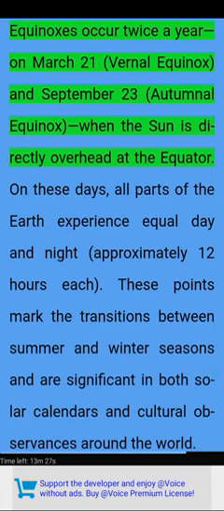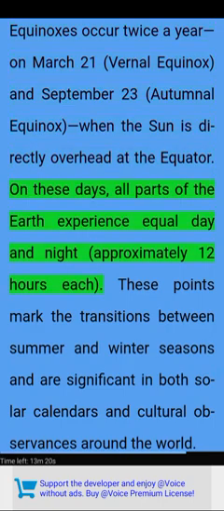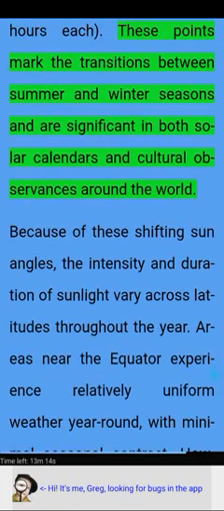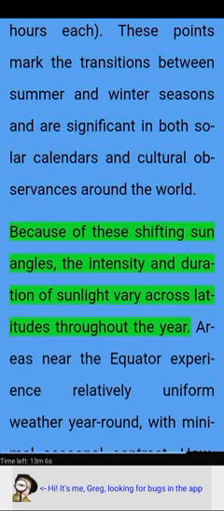Equinoxes occur twice a year, on March 21st, the vernal equinox, and September 23rd, the autumnal equinox, when the sun is directly overhead at the equator. On these days, all parts of the Earth experience equal day and night, approximately 12 hours each. These points mark the transitions between summer and winter seasons and are significant in both solar calendars and cultural observances around the world. Because of these shifting sun angles, the intensity and duration of sunlight vary across latitudes throughout the year.